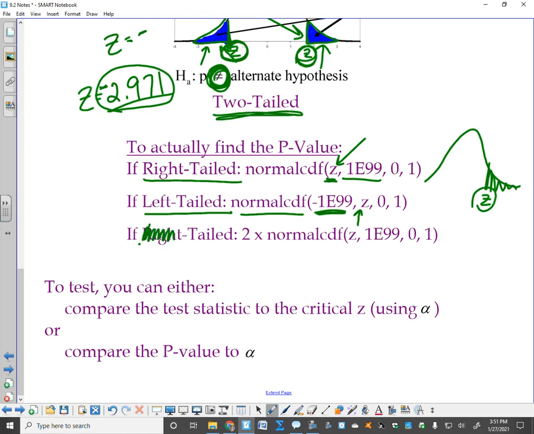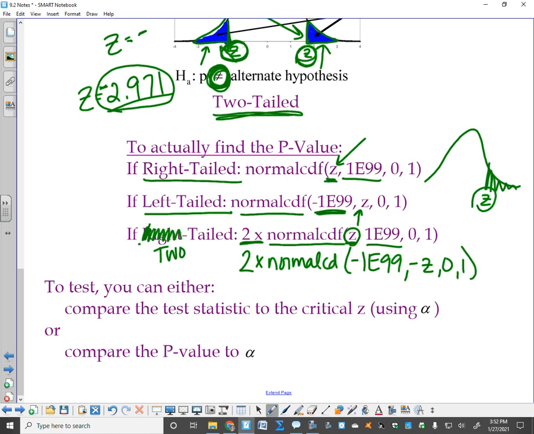Oh, this should not say right-tailed. This should say two-tailed. If you're two-tailed, and your z turns out to be positive, then you're going to do 2 times the normal CDF from your positive z to positive infinity. But if you're two-tailed and your z turns out to be negative, then you're going to do 2 times your normal CDF. Now remember, your z is negative, so you're on the left-hand side. So from negative infinity to your negative z, comma 0, comma 1.